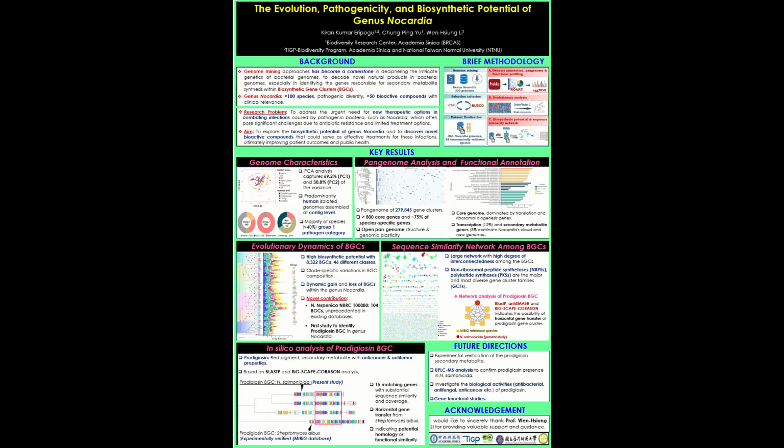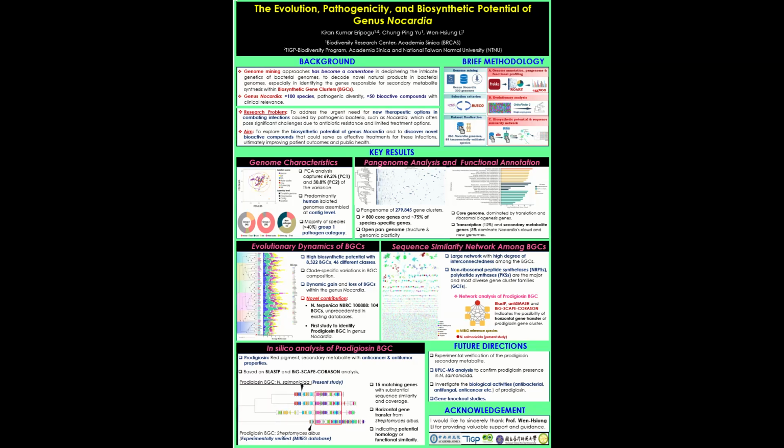Since our study was the first to identify the proteusin BGC in Nocardia, we conducted an in silico analysis of this proteusin BGC, and it revealed 15 matching genes with substantial sequence similarity from our Nocardia genomes, which suggests there is a horizontal gene transfer from the species Streptomyces albus. This analysis revealed potential homology and functional similarity. In future, to confirm its presence, we'll do a thorough UPLC-MS mass analysis to confirm the proteusin gene cluster in Nocardia salmonicida.